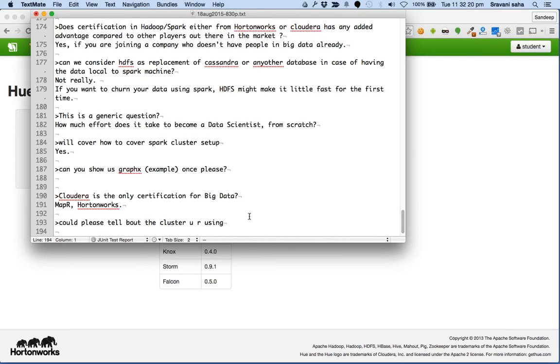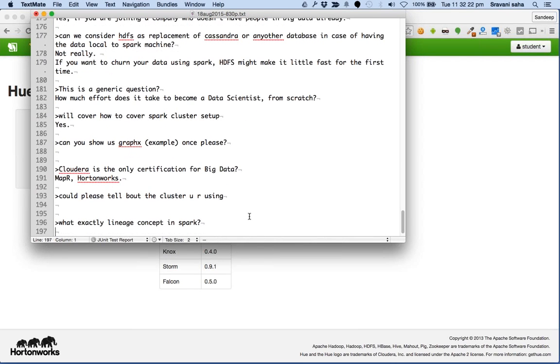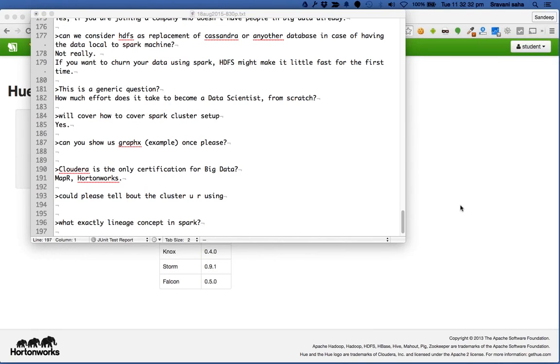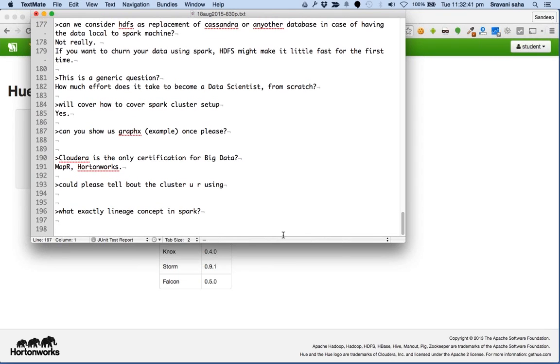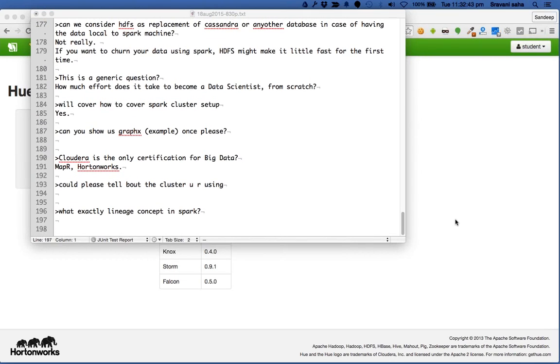Now coming back to these two more questions. What exactly is the lineage concept in Spark? Which lineage are we talking about? You mean the data lineage? Data lineage is not there in any of these systems. That you have to build on your own.